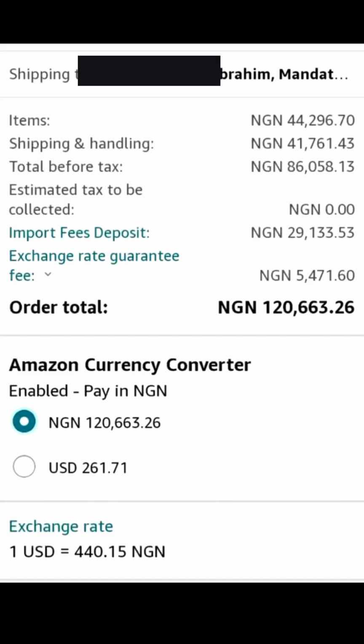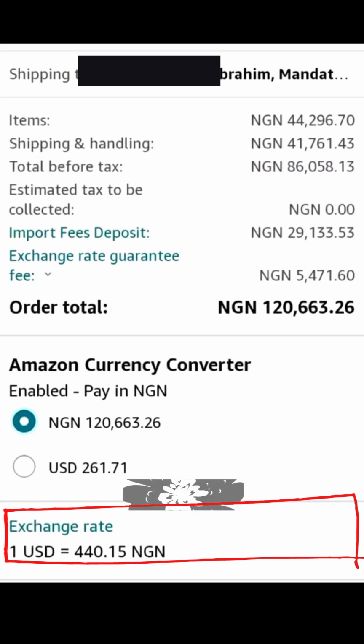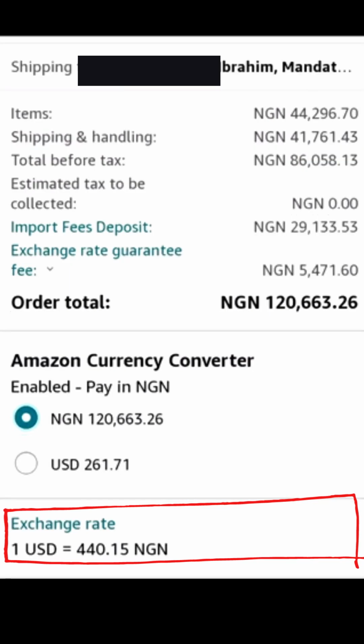So if you watch this picture on my view here, you can see the exchange rate is 440. This is where we want to put our focus. The only way you can make this profitable for you is to have someone that is abroad. This person abroad will try to create an ebook on Amazon.